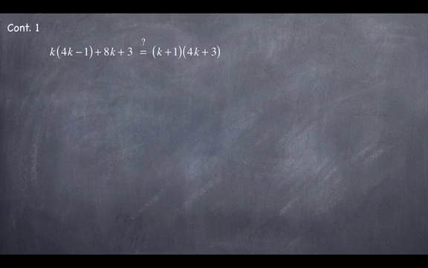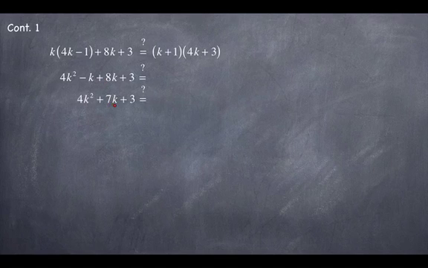Here we go. So this is what I want to do. I want to show that the left side is equal to the right side. So then I do a little bit of algebra. I'm just going to work on the left hand side. So once I distribute the k here, I get the following. And then at this point, I am going to combine these two middle terms.